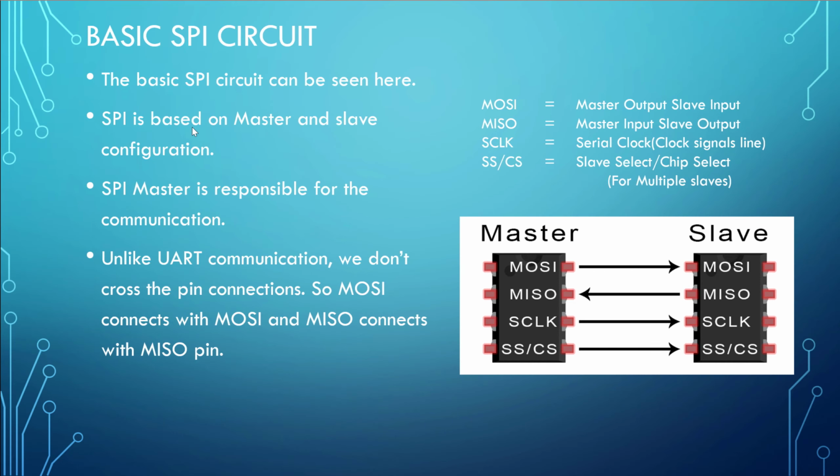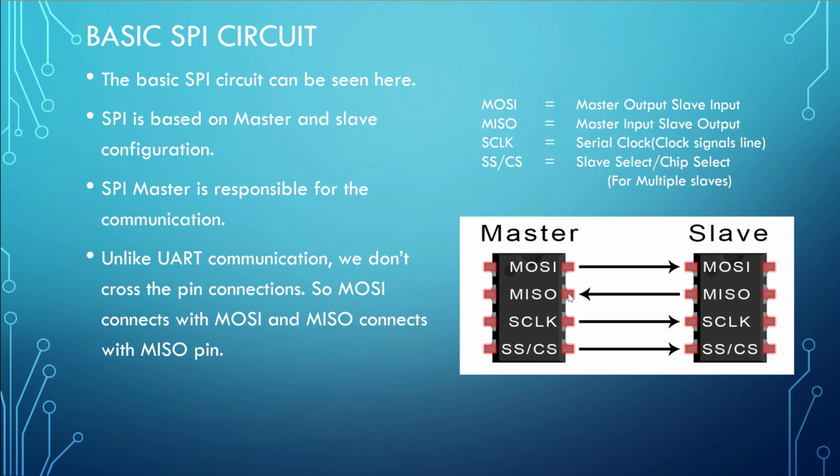SPI is very simple to implement, but you have to keep in mind that there are 4 pins, and for the data transfer we have 2 basic pins, which are MOSI, master output slave input, and MISO, master input slave output. These pins must always be connected in the proper way. If you connect MOSI with MISO, like in serial communication, it's going to be big trouble for you. So make sure you connect the MOSI pin with the MOSI pin of the slave device.